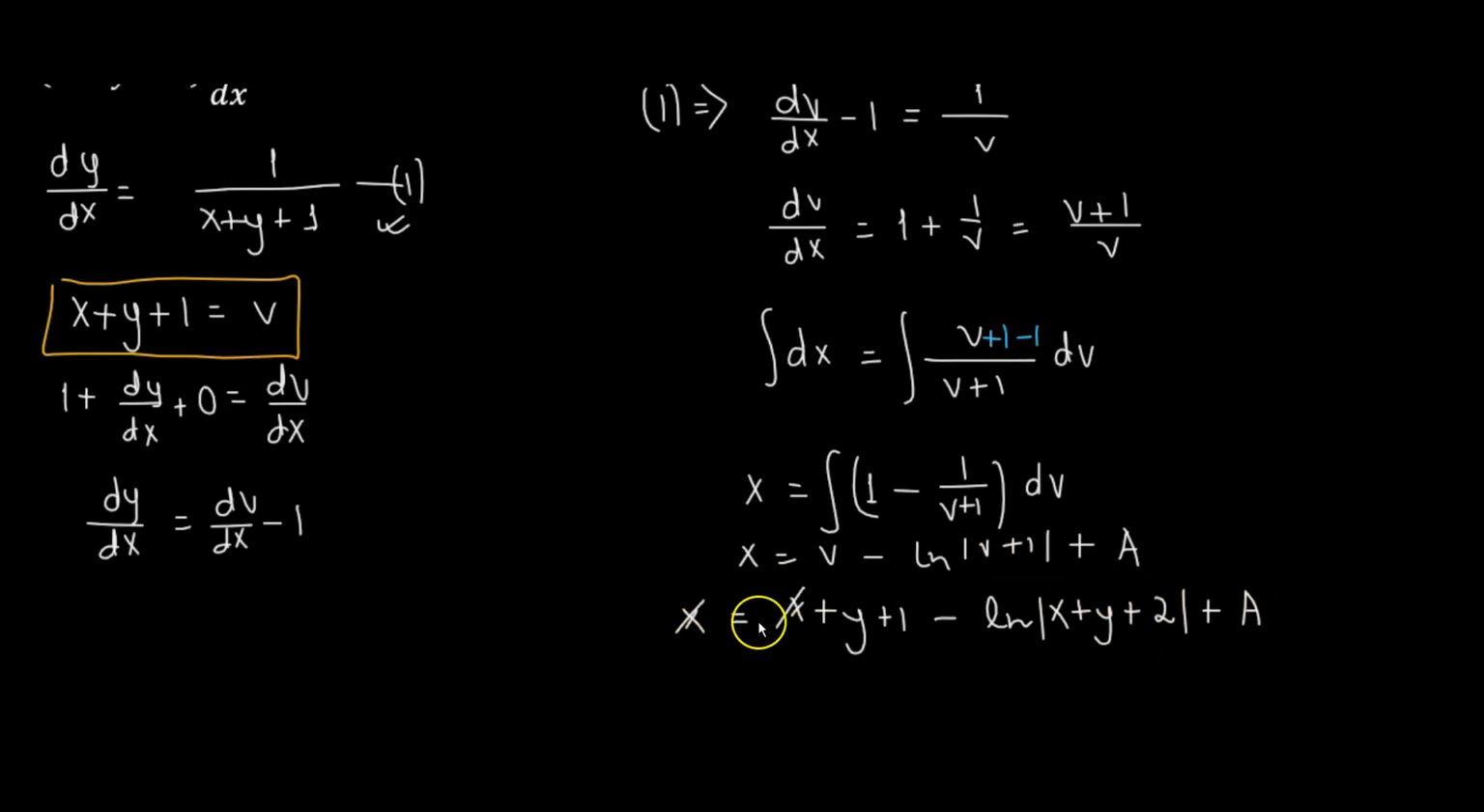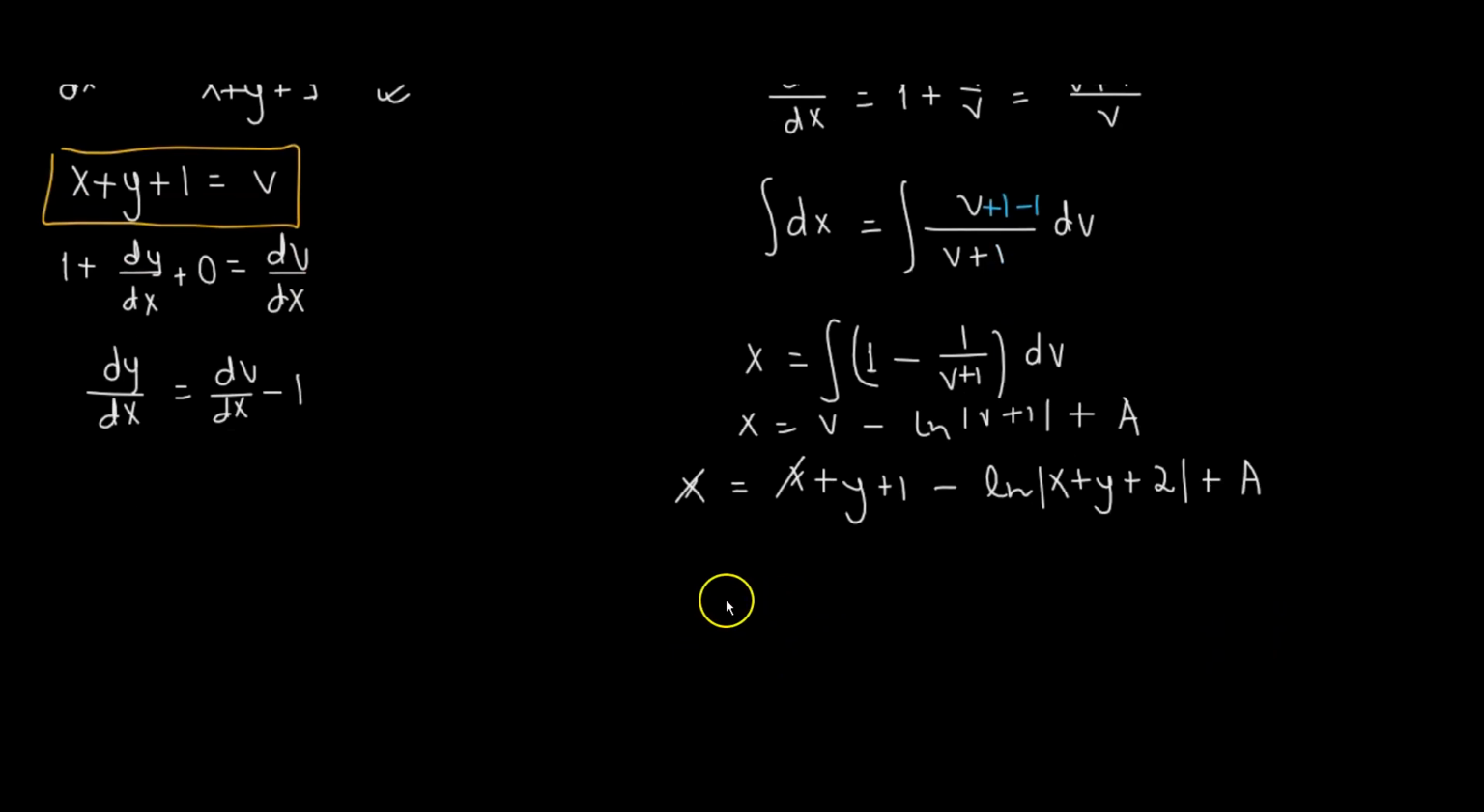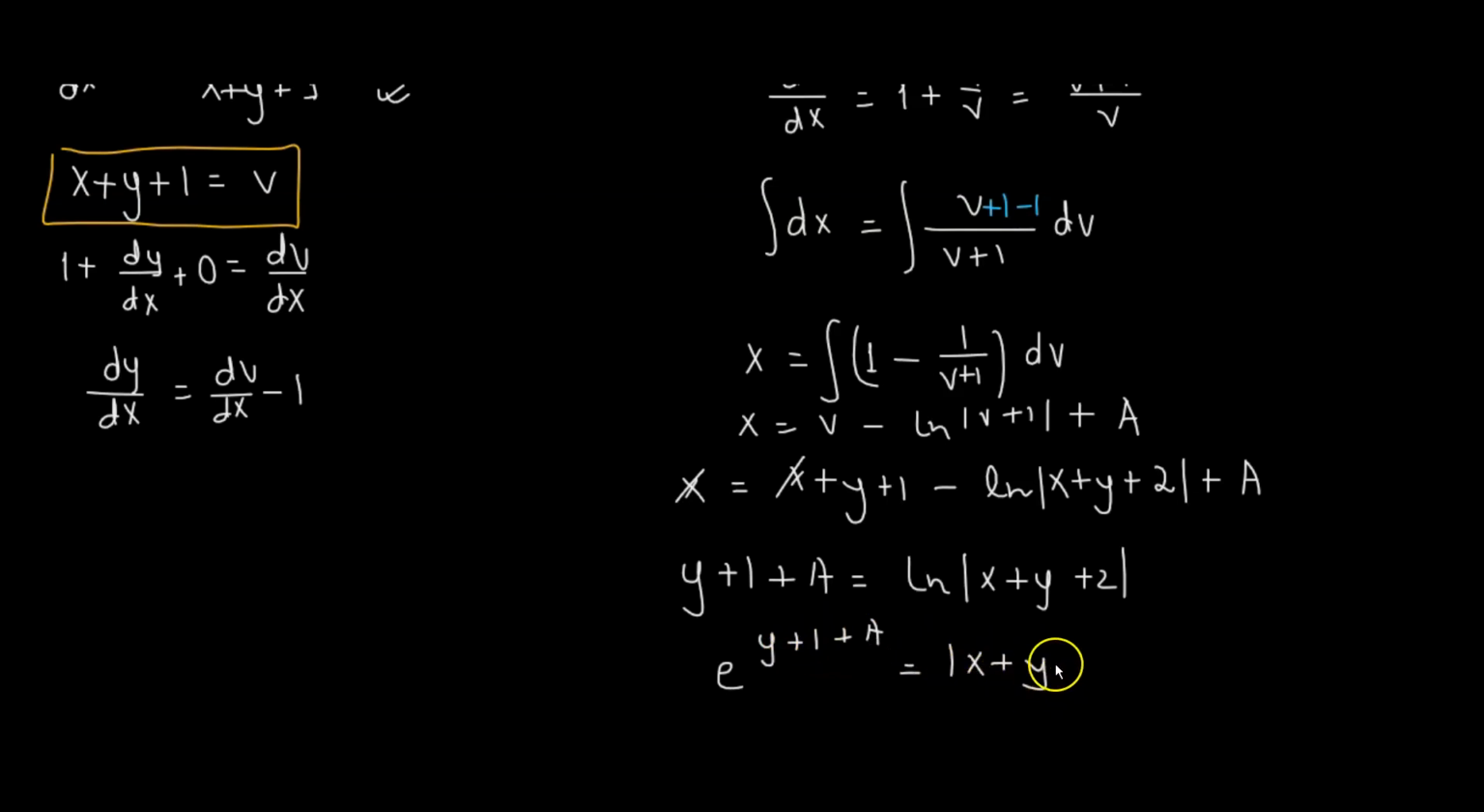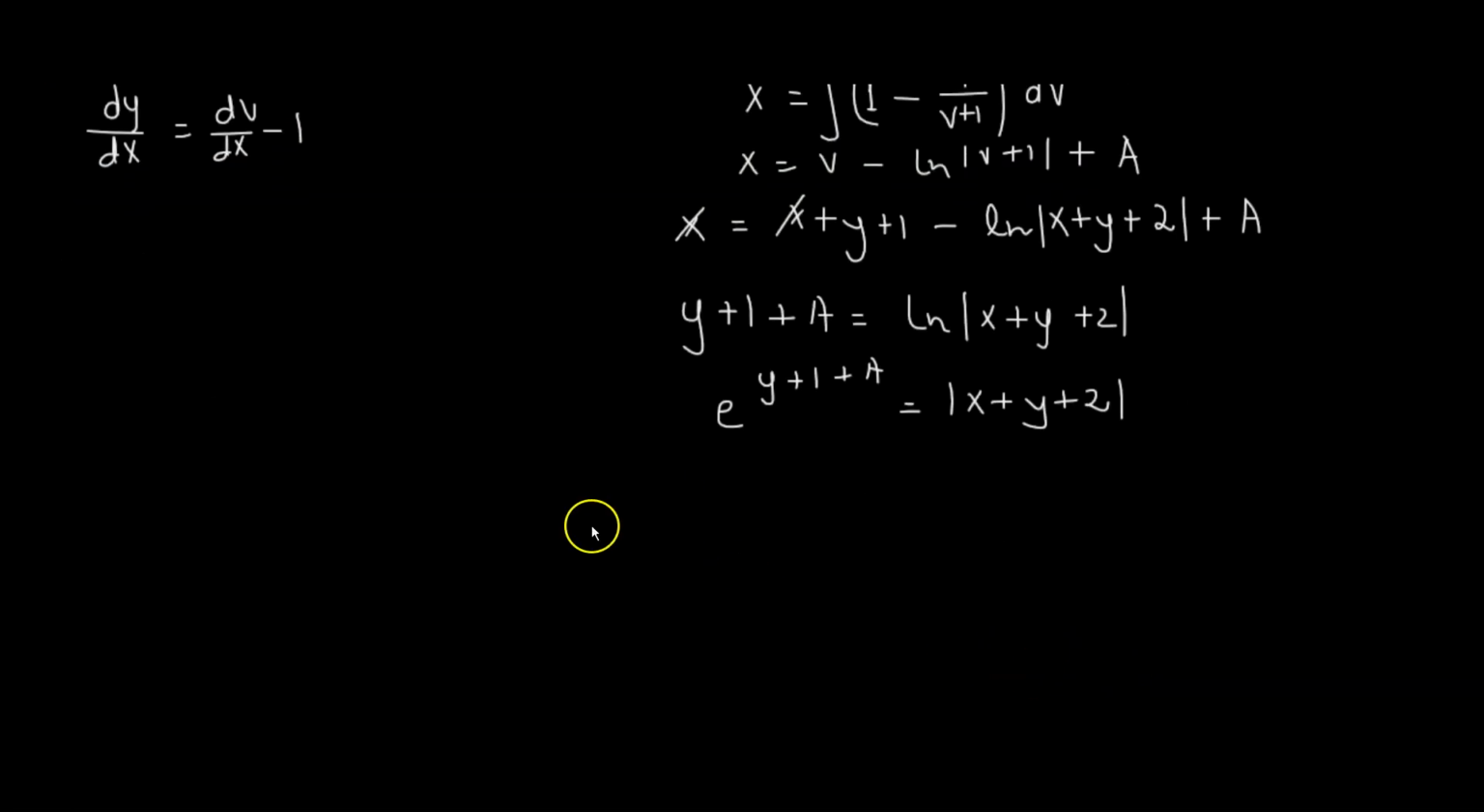Here x and x get cancelled out, and that leaves us with y plus 1 plus a, which equals natural log of x plus y plus 2. Now if we use the definition of logarithm, then we have e raised to the power of y plus 1 plus a equals absolute value of x plus y plus 2, so x plus y plus 2 equals e raised to the power of y times e raised to the power of 1 plus a.